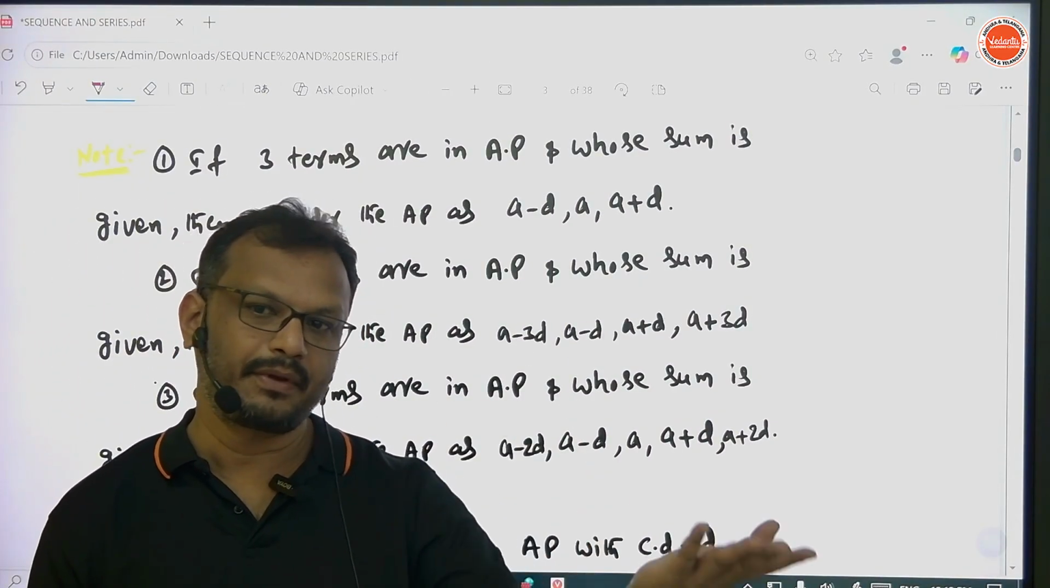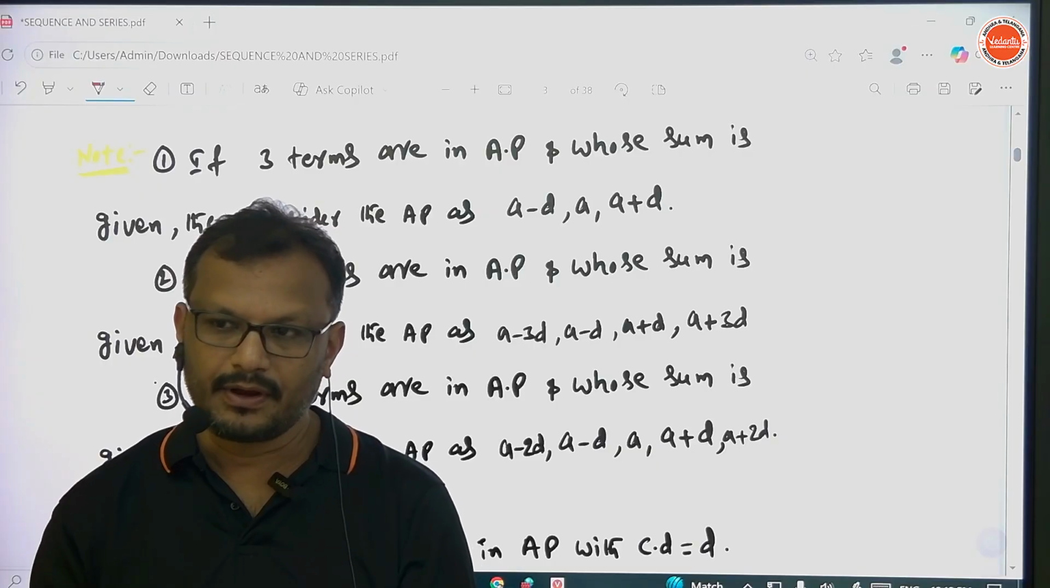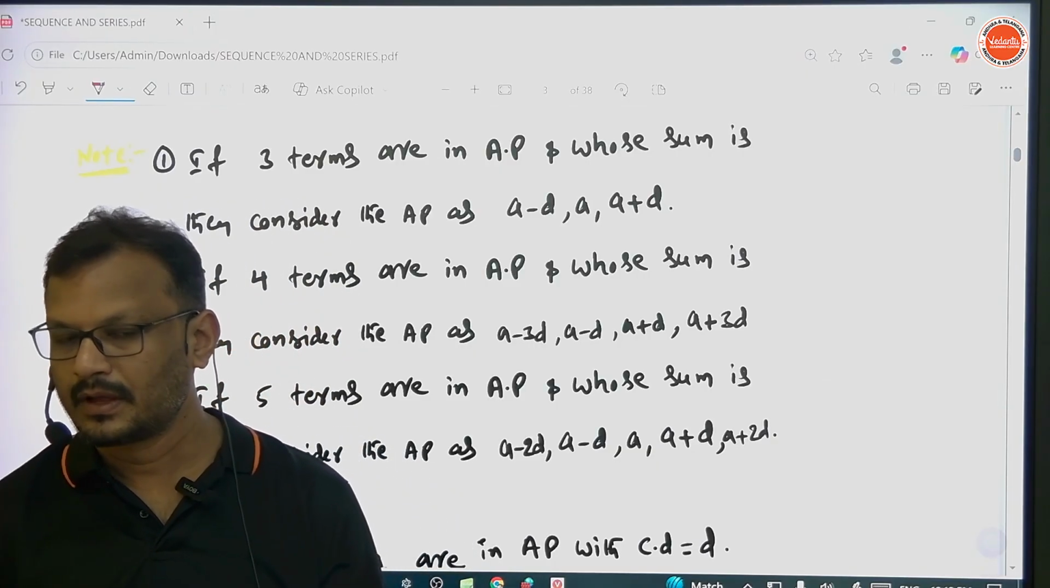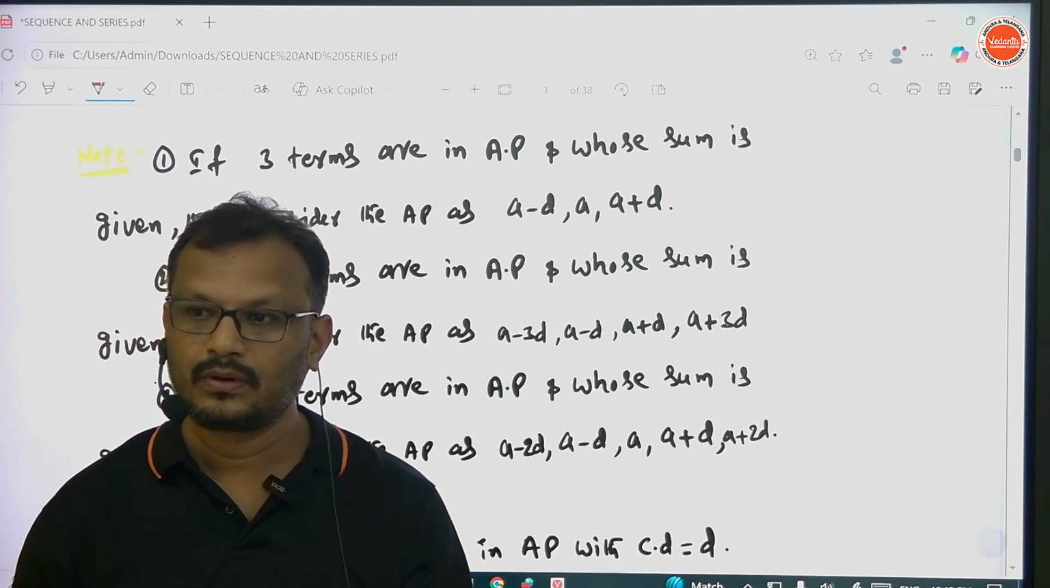Whatever the difference was previously, the same difference will be there. Even if you subtract some constant value, the same thing will come. But when you multiply, it will be different.